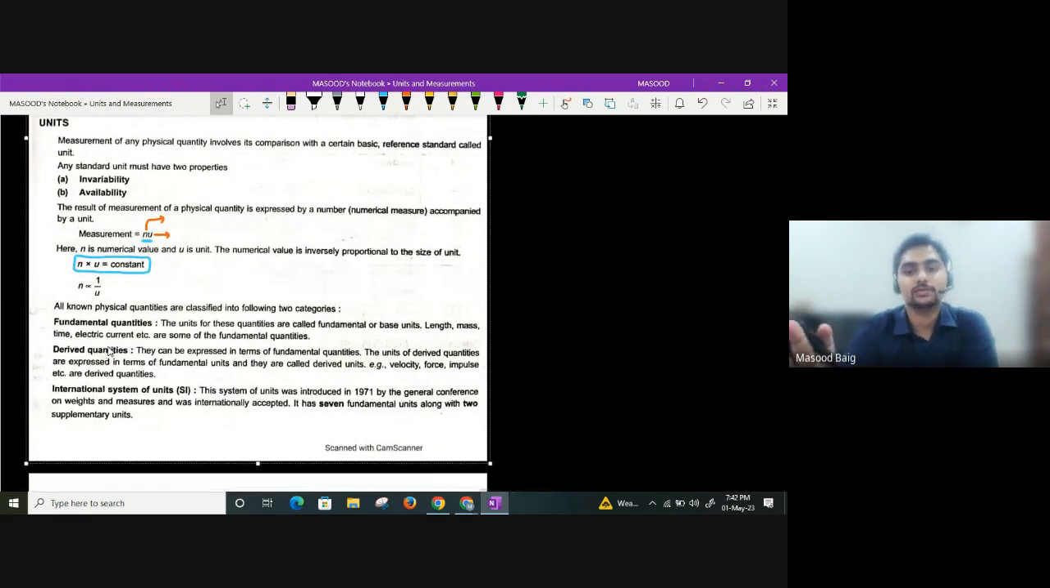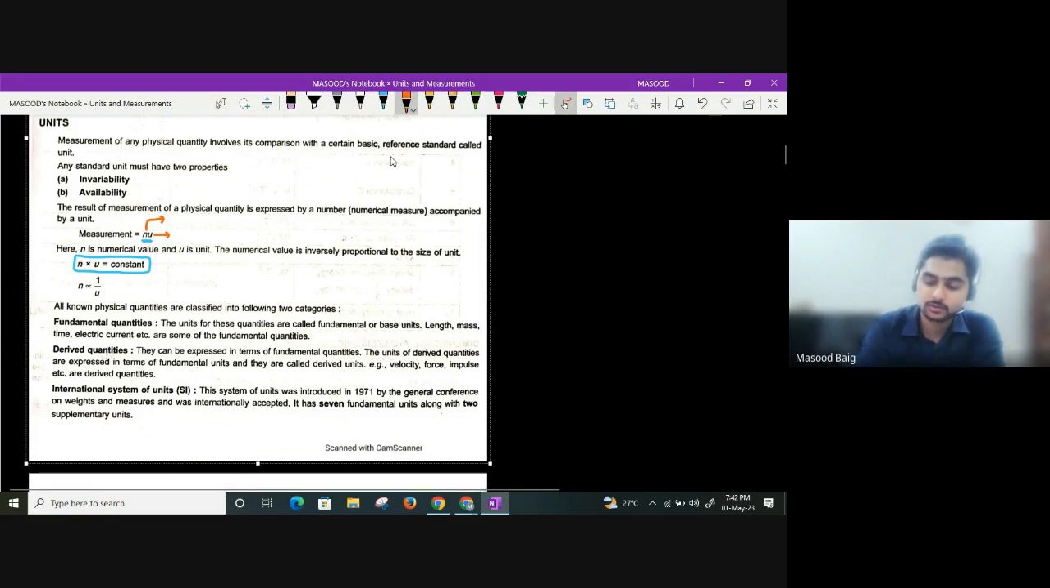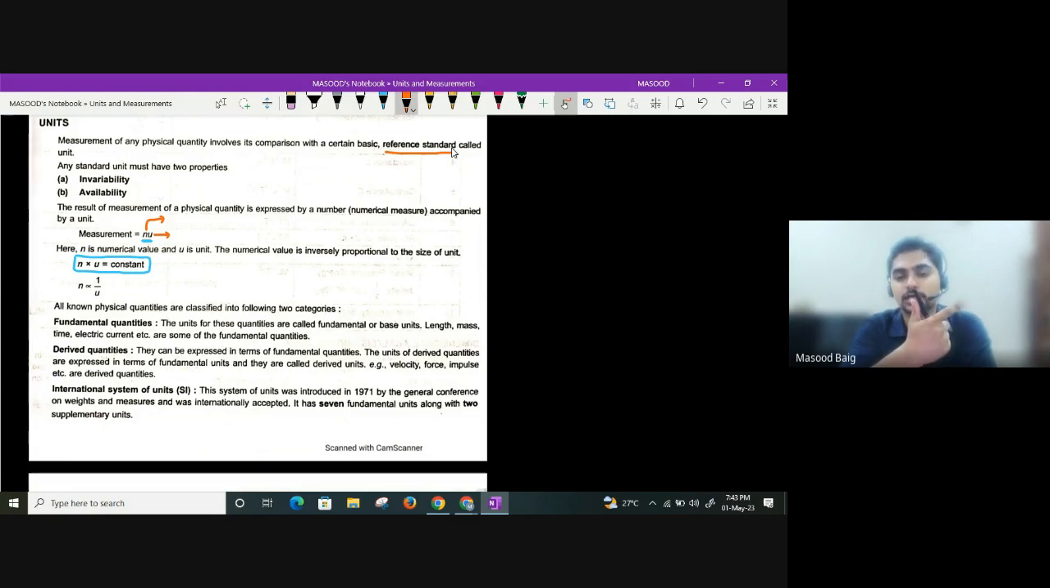So units and measurements. What is measurement? In order to define measurement, first we should know physical quantity. What is a physical quantity? Any quantity that can be defined and measured is called a physical quantity. What is measurement again? It is just a process of determining how small or large a physical quantity is with respect to some reference standard, and that reference standard is called the unit of a physical quantity. Unit is nothing but the basic reference standard. Measurement is just determining how small or large a physical quantity is.